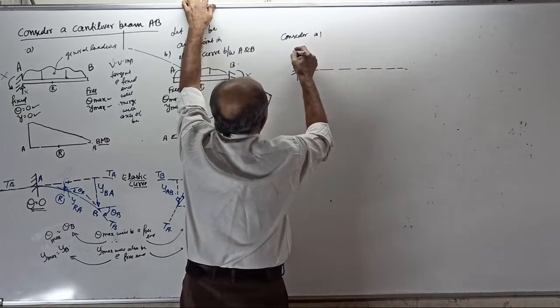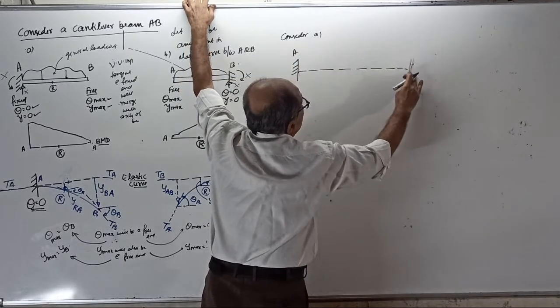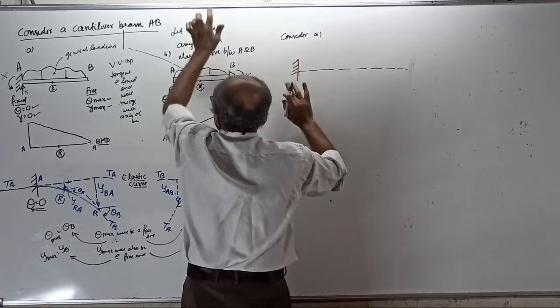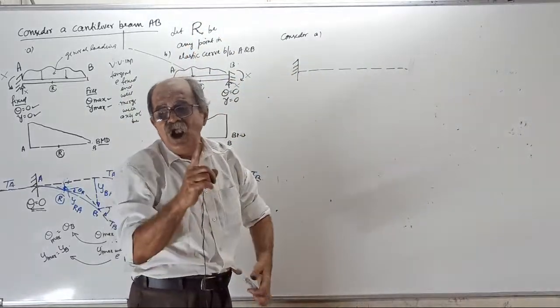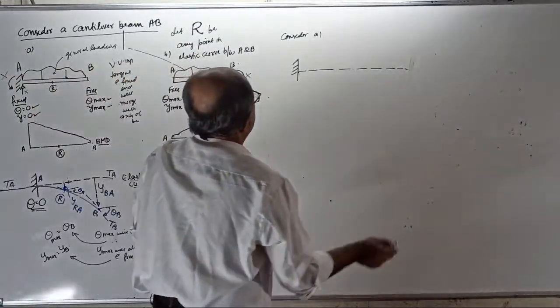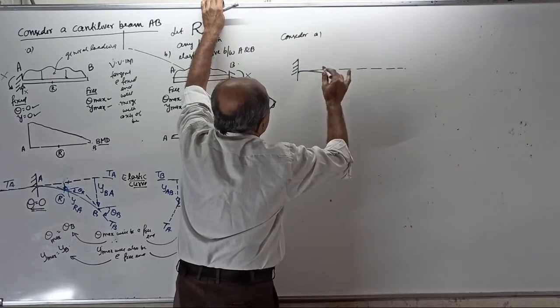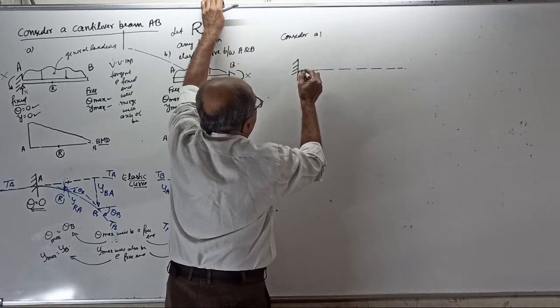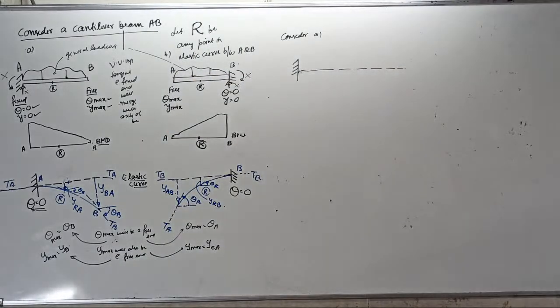A little bigger. Don't write B here now. Do not name the points now. That's very important: name the points after deformation. This is the original position. For the elastic curve, I use blue color, to understand better.